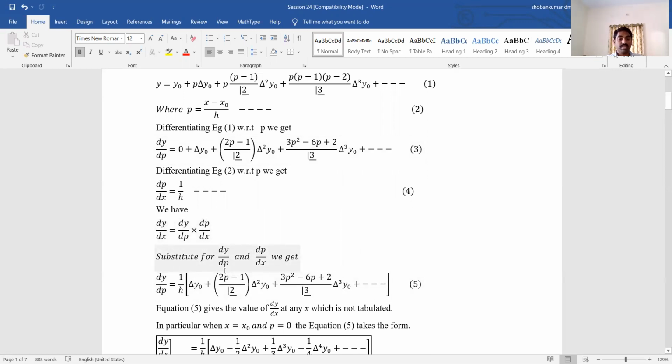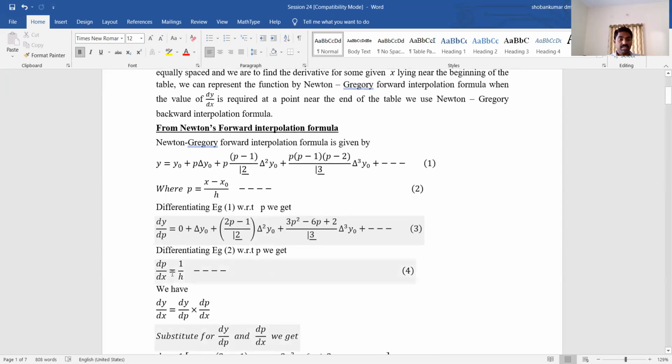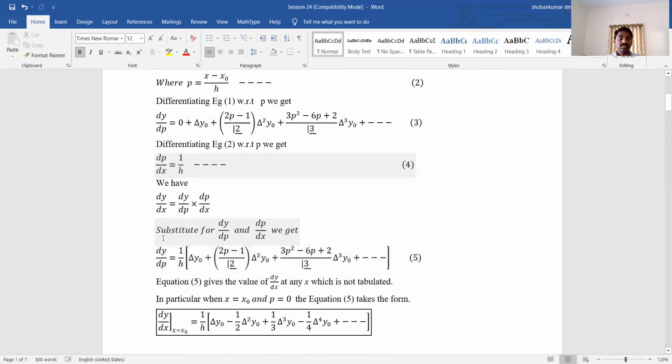Substitute for dy by dp and dp by dx. We get dy by dx is equal to 1 by h into, from equation 3, dy by dp, which is delta y naught plus 2p minus 1 by 2 factorial delta 2 y naught plus 3p square minus 6p plus 2 divided by 3 factorial delta 3 y naught and so on.